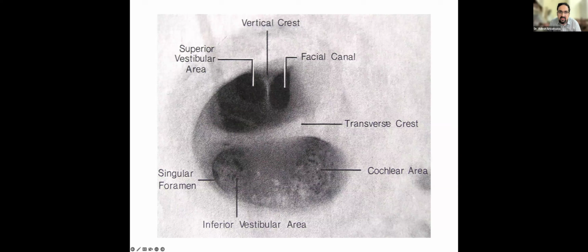There's our transverse crest or the falciform ridge that we were talking about, wherein the superior vestibular nerve and the facial nerve lie, and then the inferior vestibular nerve and the cochlear nerve lie below the transverse crest. Now there is another vertical ridge of bone in the superior half, which is also called the vertical crest or Bill's bar. This separates the facial nerve from the superior vestibular nerve. So the facial nerve occupies the anterosuperior quadrant of the lateral meatus.